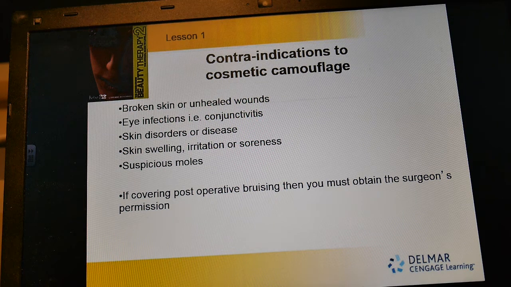Okay, you're also going to be looking out for stuff like suspicious moles, which I'll talk about a little bit more in a little while. But if you're covering any post-operative bruising or scarring, then you must obtain the surgeon's permission, particularly if it's within sort of 6 weeks of them having it. Okay, I don't think that the surgeon would advise it at all. Okay, so that's something to be aware of as well.